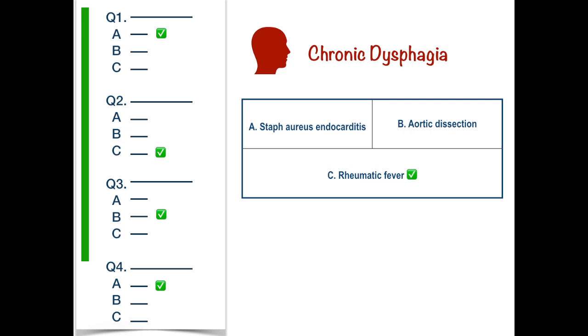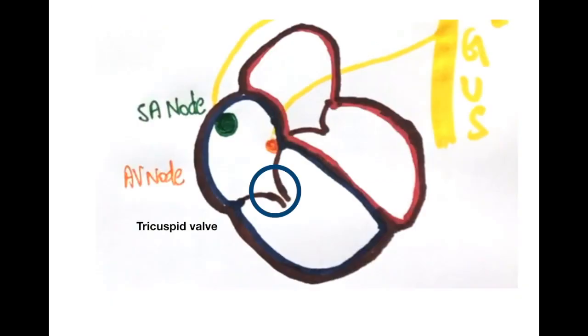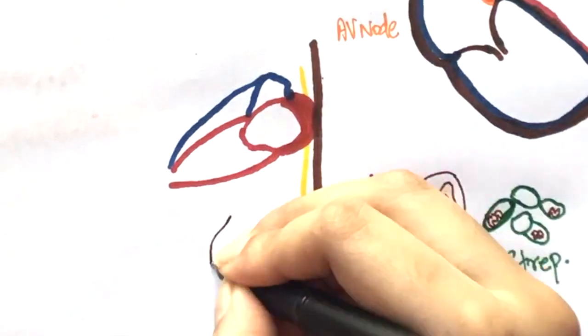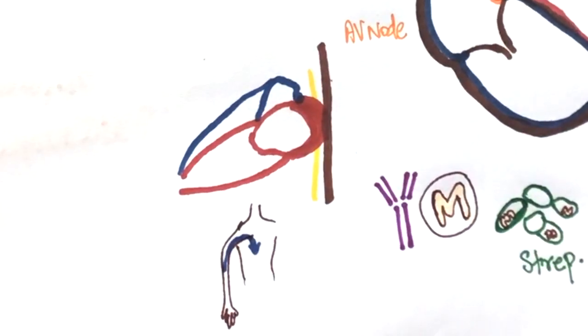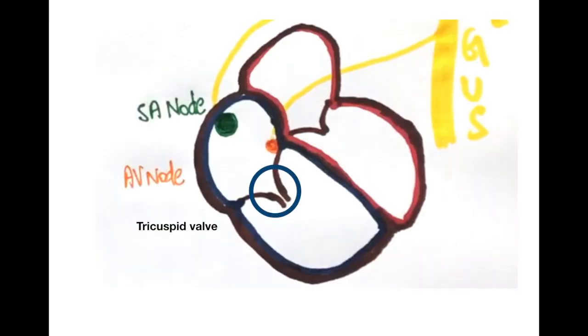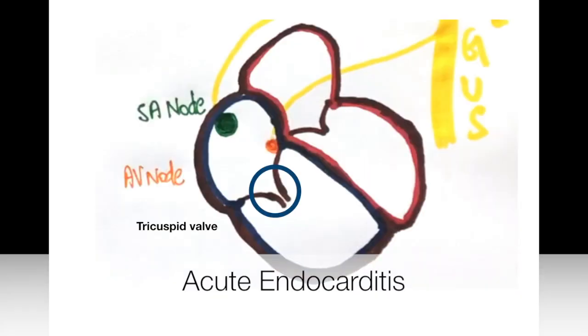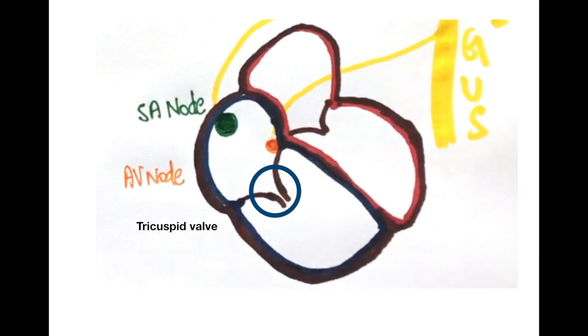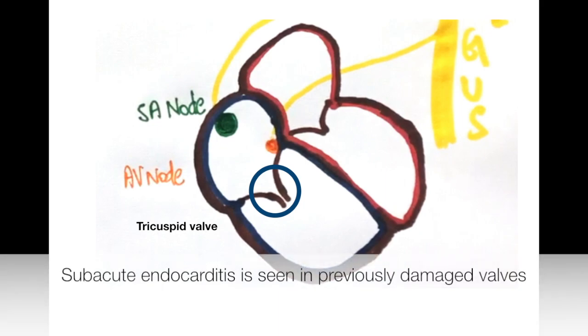Staphylococcus aureus endocarditis is commonly seen in IV drug users. This affects the tricuspid valve. I think of it this way. Since these drugs are injected in the veins, the bacteria enters the veins and drains into the right heart. This way, it comes in contact with the tricuspid valve. This is also known as acute endocarditis. Note that this happens in valves which are initially healthy as compared to subacute endocarditis, which takes place in previously damaged valves. Subacute endocarditis is caused by less virulent organisms.